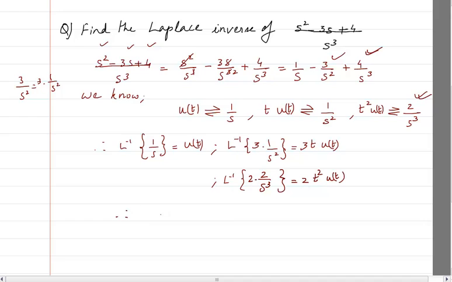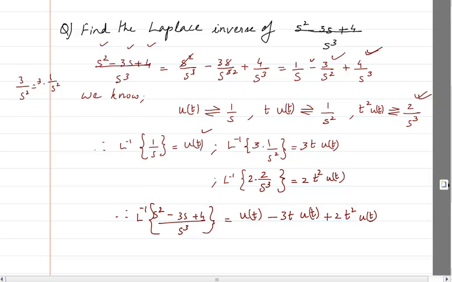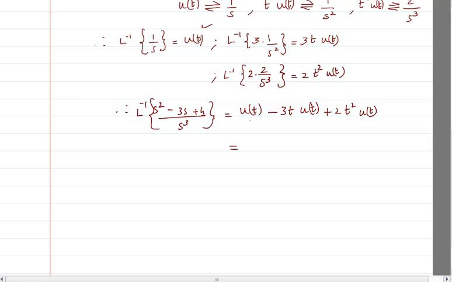Therefore, the final answer is: s square minus 3s plus 4 divided by s cube, if taken Laplace inverse, will give me u of t, then minus 3t u of t, last is plus 2 times t square u of t, which can also be written, if I take u of t common, as 1 minus 3t plus 2t square, times u of t.